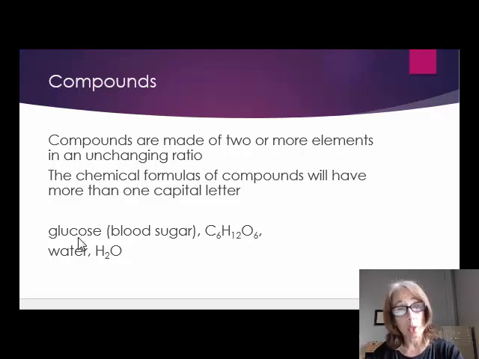For example, glucose, otherwise known as blood sugar, has a formula of capital C subscript 6, capital H subscript 12, and capital O subscript 6. We see 3 capital letters in the formula, so we know that there are 3 elements that comprise this compound. We also know that there are 6 carbon atoms, 12 hydrogen atoms, and 6 oxygen atoms in each molecule of glucose. This is what I mean by a constant ratio. Glucose will always have a 6 to 12 to 6 ratio of carbon atoms to hydrogen atoms to oxygen atoms.